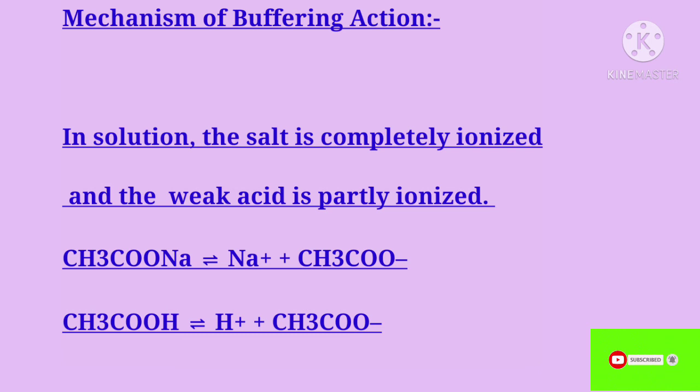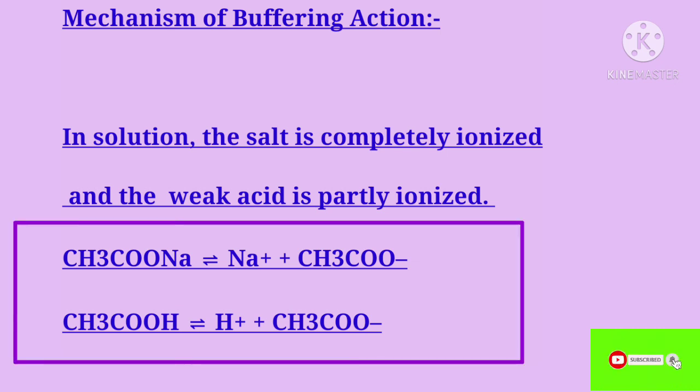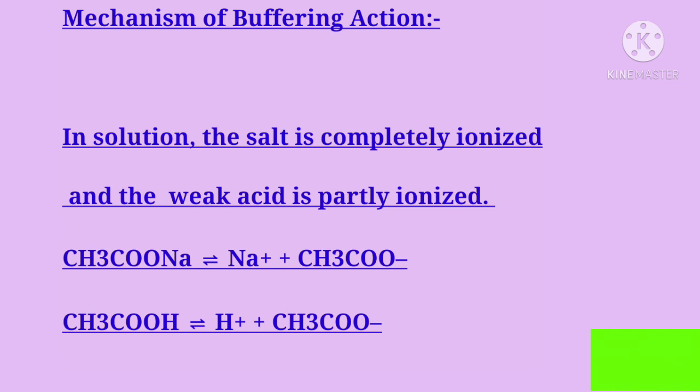On addition of an acid, the released protons of the acid will be removed by acetate ions to form an acetic acid molecule. That is the acidic buffer. H plus plus CH3COO minus, where H plus is the added acid, forms CH3COOH.